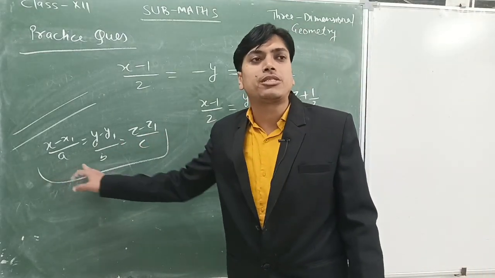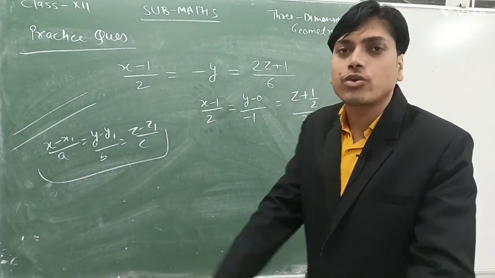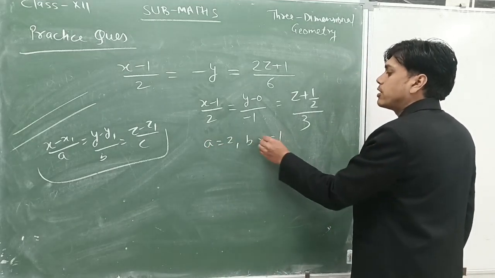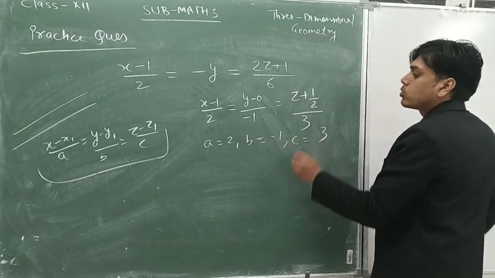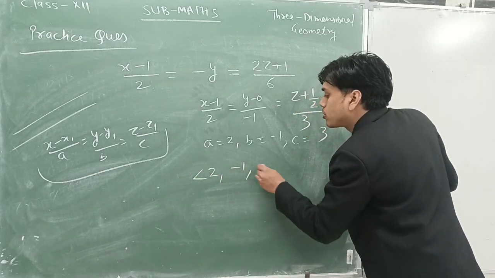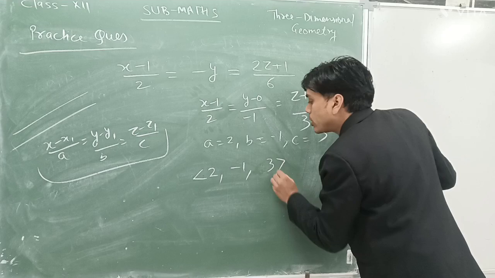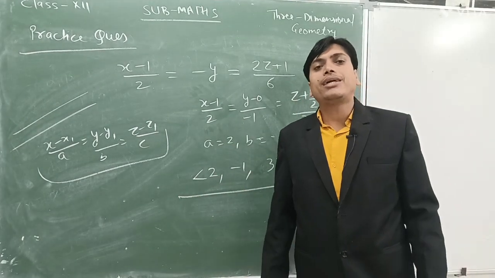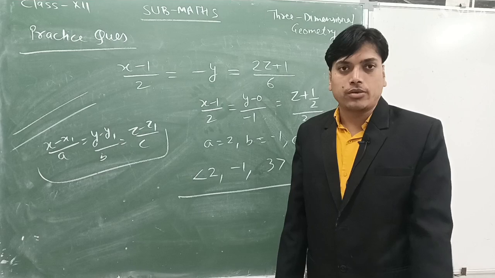So what are the direction ratios? If you compare with the general equation, the values of a, b, c will be the required direction ratios. So the value of a is equal to 2, the value of b is equal to minus 1 and the value of c is equal to 3. So the direction ratios of the required line are 2, minus 1 and 3. So this is all from this question.